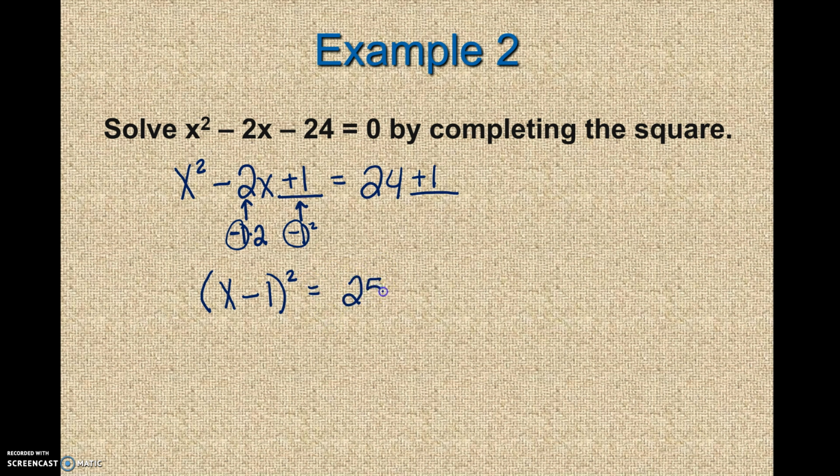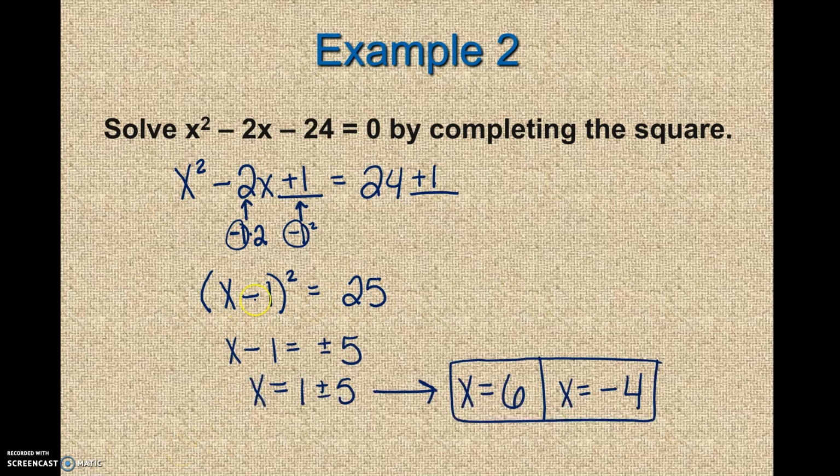If you're watching the video, pause the video, take a moment to solve that equation the rest of the way. Okay, so we'd square root both sides. X minus 1 equals positive or negative 5. Finish solving that. Your solutions are 6 and negative 4.